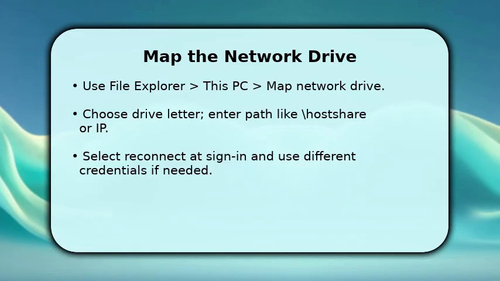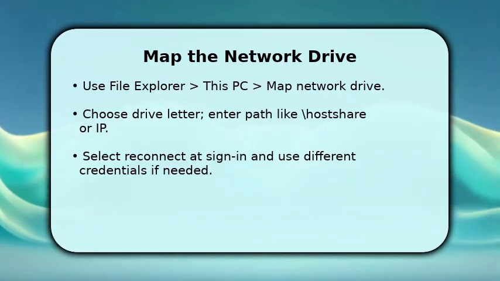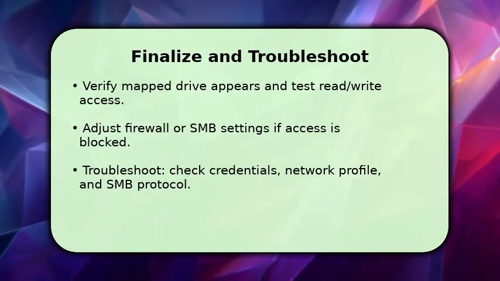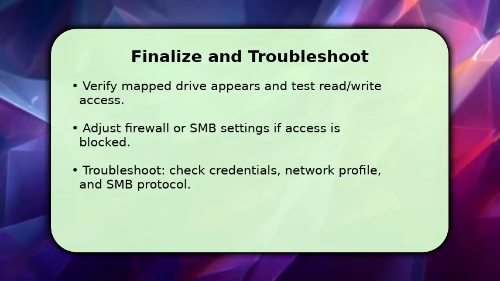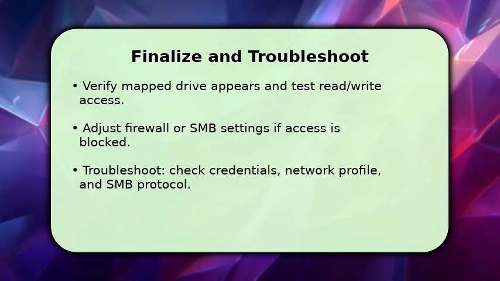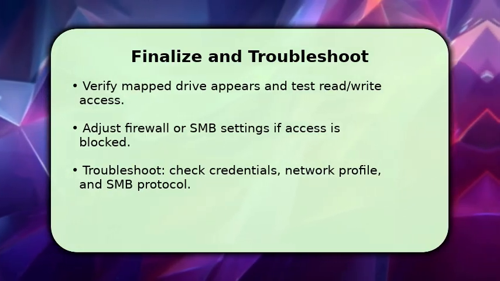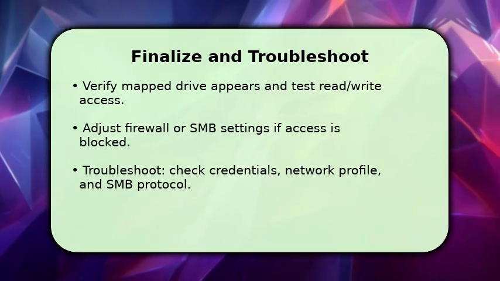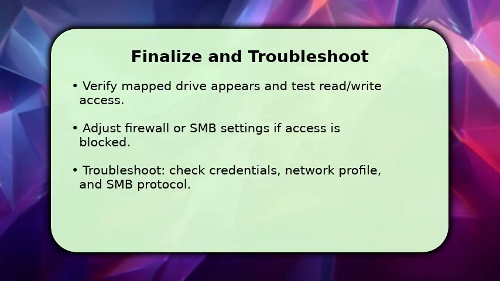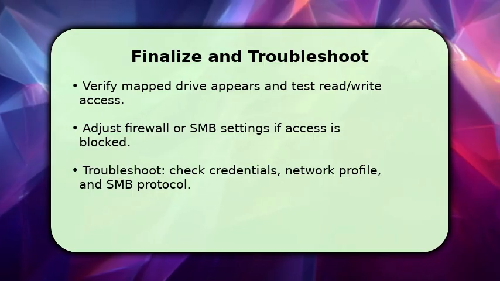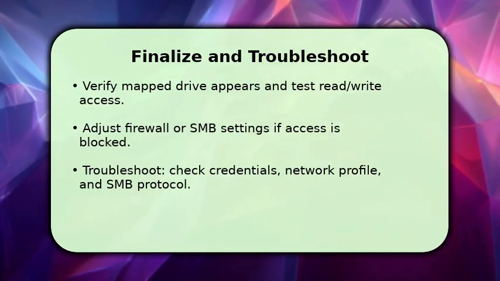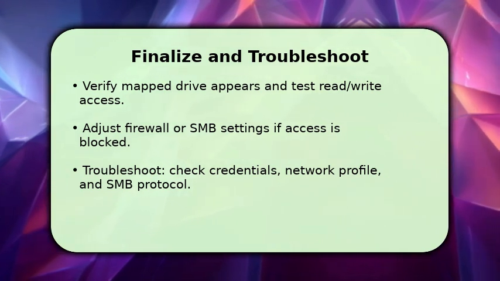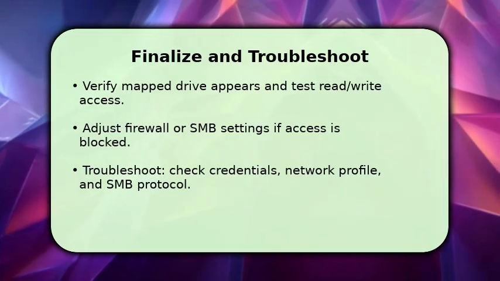Open the new drive in File Explorer and test reading and creating a file to confirm permissions and connectivity. If access fails, make sure Windows Firewall or the host firewall isn't blocking SMB. Temporarily disable or create an allow rule for file and printer sharing, then retest. Also verify SMB1.0 is not required unless a legacy device demands it. If problems persist, double-check credentials, ensure both systems share the same workgroup or domain, and reboot both machines before retrying.